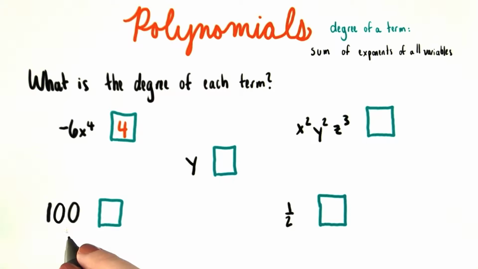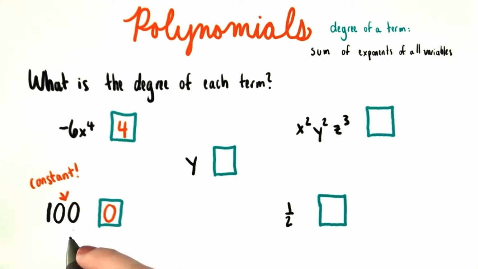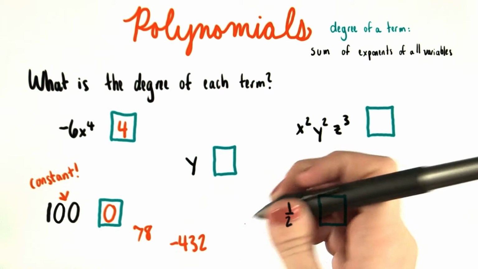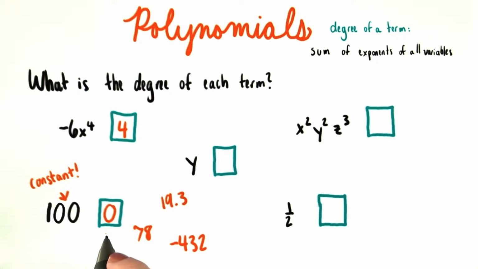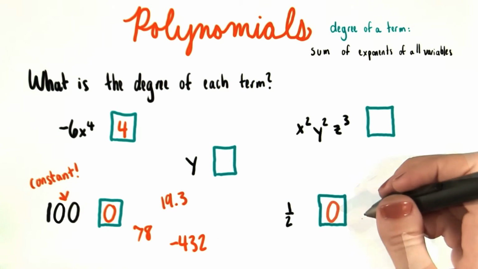100 is just a constant term. It doesn't have any variable factors in it, or in other words, it has 0 variable factors. So this means that its degree is 0. This is true of any constant term. If we had the number, say, 78 here instead, or negative 432, or 19.3, any constant term, no matter what its value is, has degree 0. So that means that 1/2 over here, which is also a constant term, has a degree of 0.